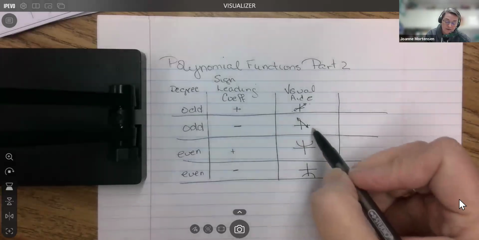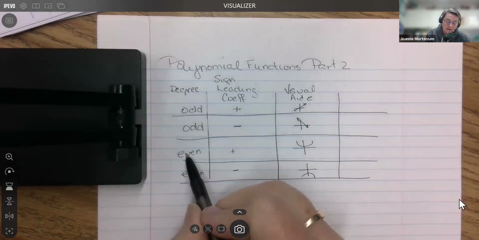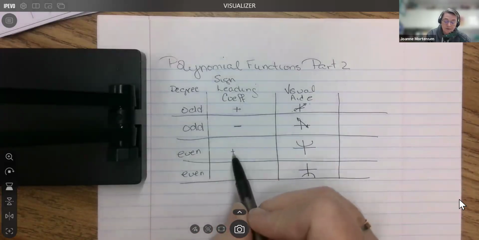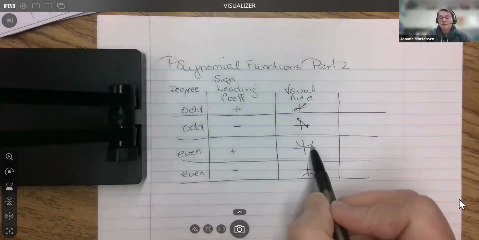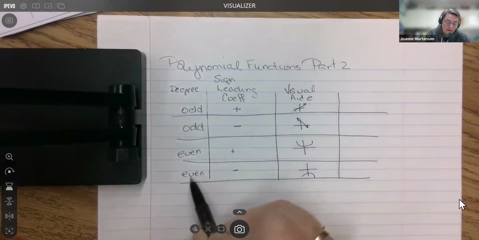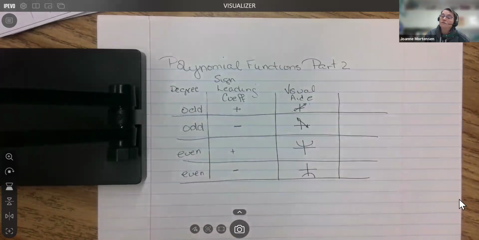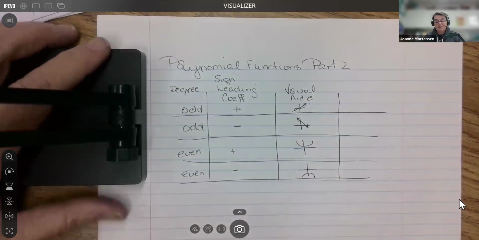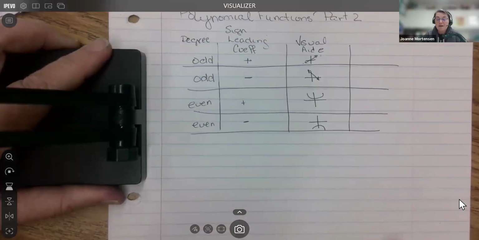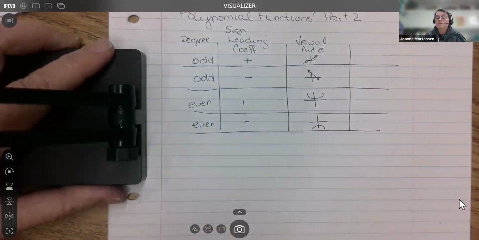So uphill, downhill. If it's an even degree and positive, then it's a smiley face, which is just a positive parabola. And if it's an even degree and negative leading coefficient, it's a frowny face, or an upside down parabola. I guess we should make sure that everybody knows what a leading coefficient is, but everything goes back to this chart. All right, so make sure that's on your formula sheet.